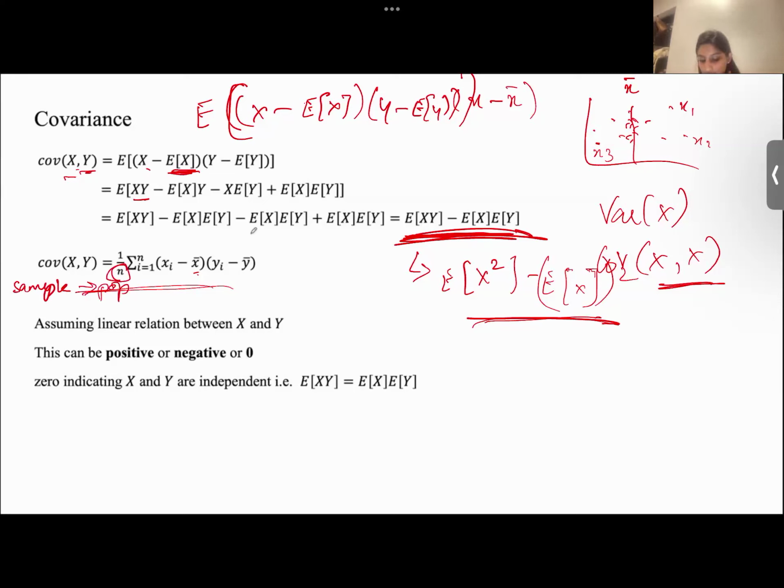But what R does is, it calculates this term: the summation i equal to 1 to n, xi minus x bar into yi minus y bar.